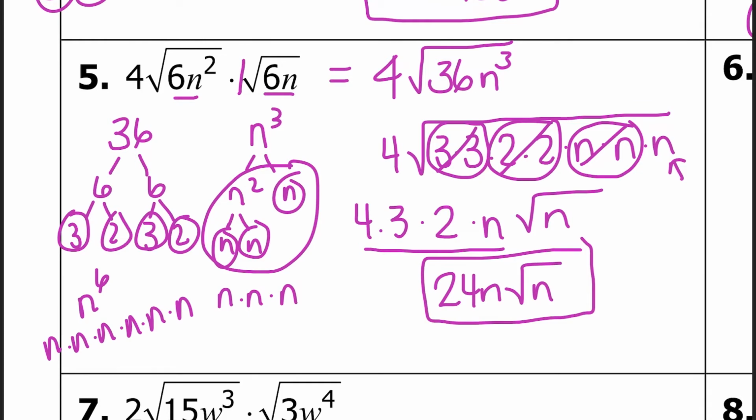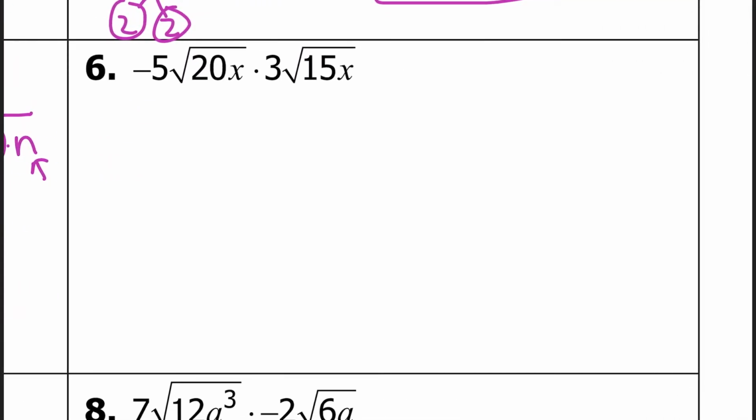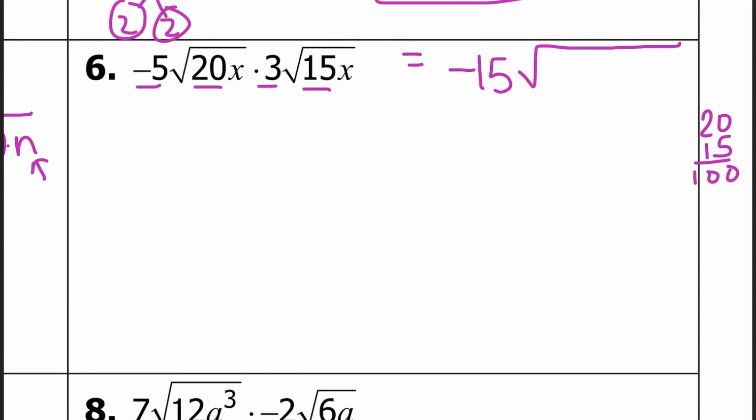I'll do one more for you, which is number 6 here. We're multiplying negative 5 times 3. That's negative 15. 20 times 15 is, I don't know, 300. Oh yeah, that's right, 15 times 2. Okay, so 300. And then x times x is x squared.